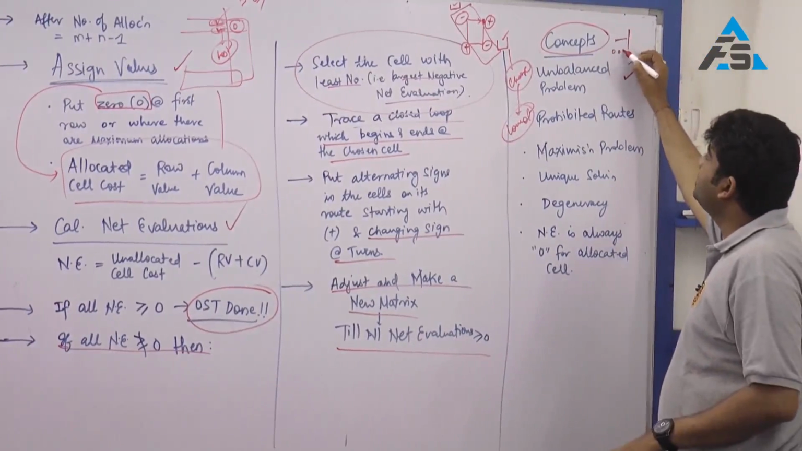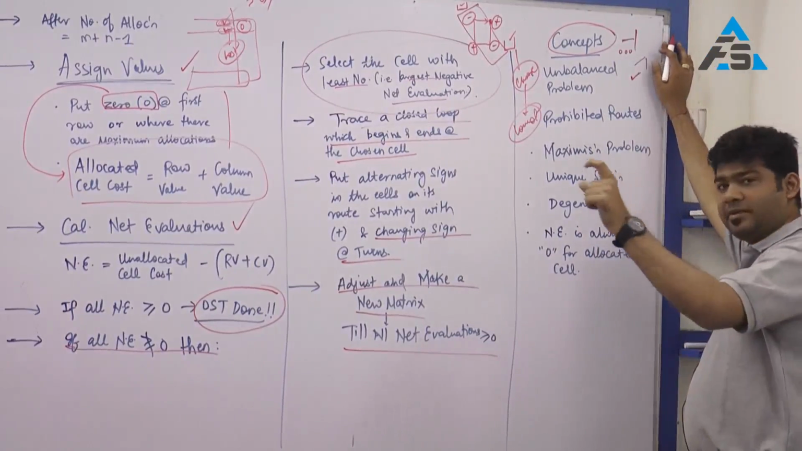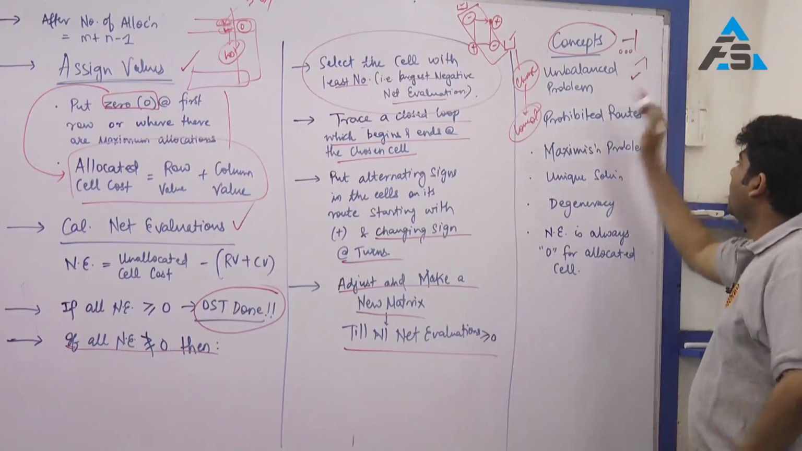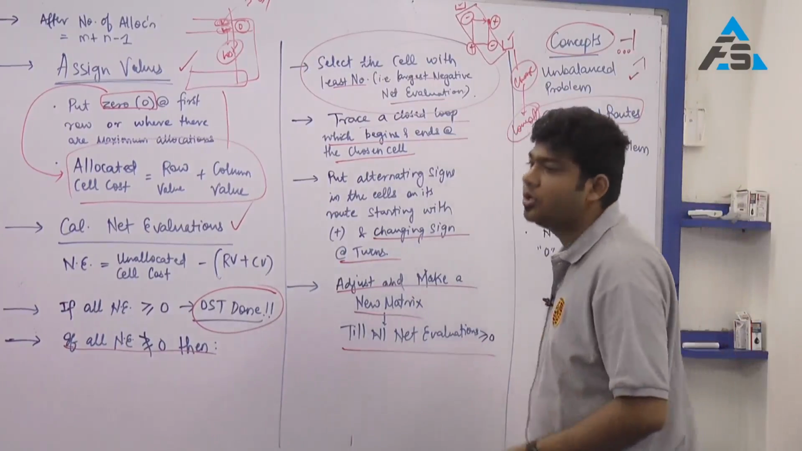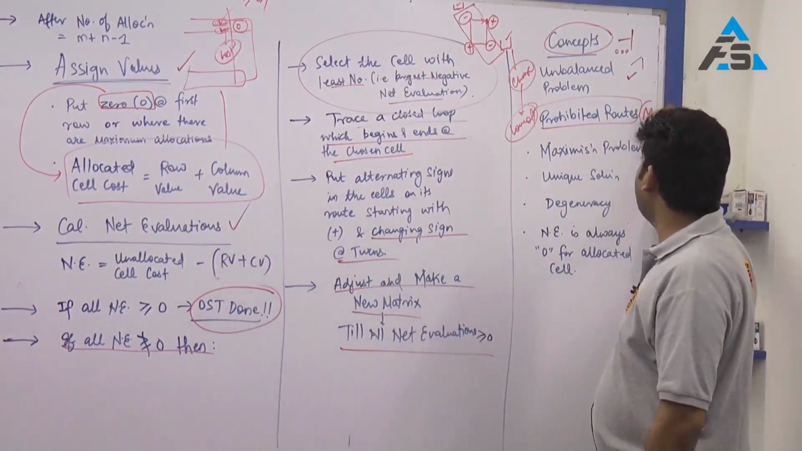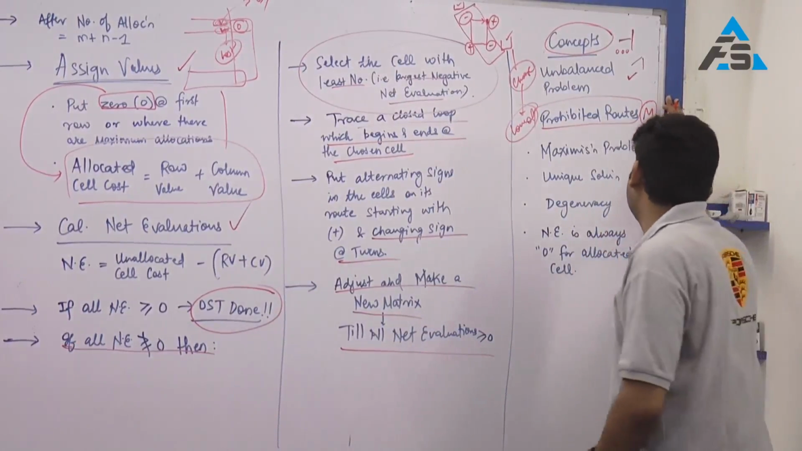The cells of the dummy row or column will always be denoted by 0, whereas the requirement or availability, whatever the difference is, we will put accordingly. Prohibited routes, again, prohibited means you are not allowed to allocate any resource there. So that will be denoted by M, a maximum number. This will never be allocated.